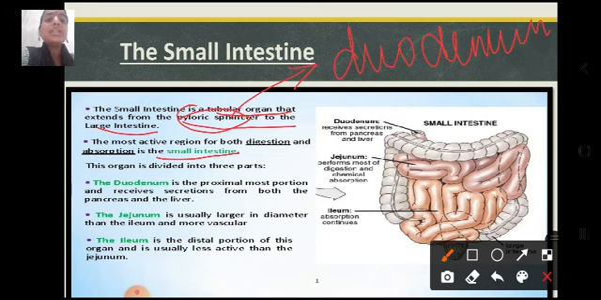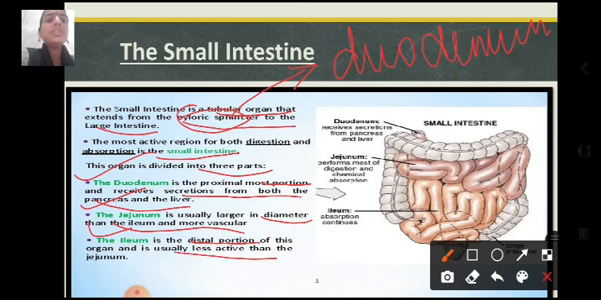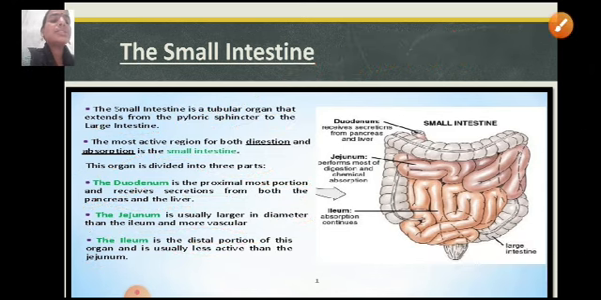So the small intestine is further divided into three parts: the duodenum, the jejunum, and the ileum. The duodenum is the proximal most portion and receives secretions from both the pancreas and liver. The jejunum is usually larger in diameter than the ileum and more vascular, whereas the ileum is the distal portion of this organ and is usually less active than the jejunum. So this is about the different parts of the small intestine.